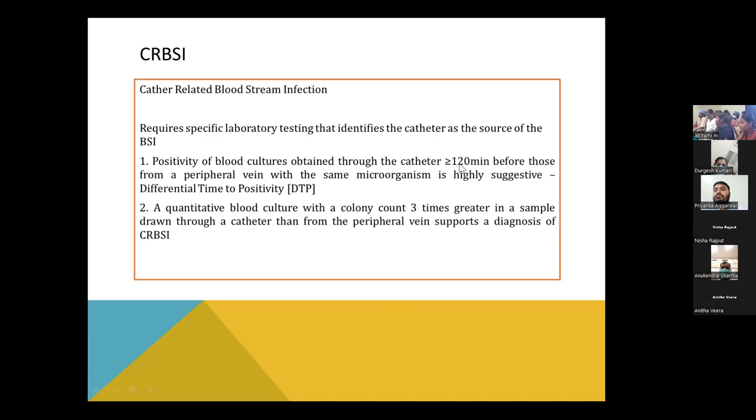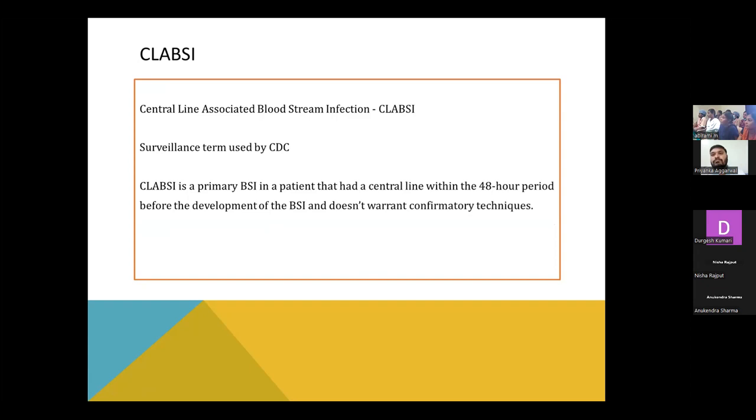So if it is more than 2 hours, probably the central line has a higher colony count or a higher concentration of the organism than the peripheral blood. So that is considered as CRBSI, or the blood culture colony count is 3 times higher than the culture in the peripheral vein. So what is CLABSI? CRBSI and CLABSI are more or less the same.